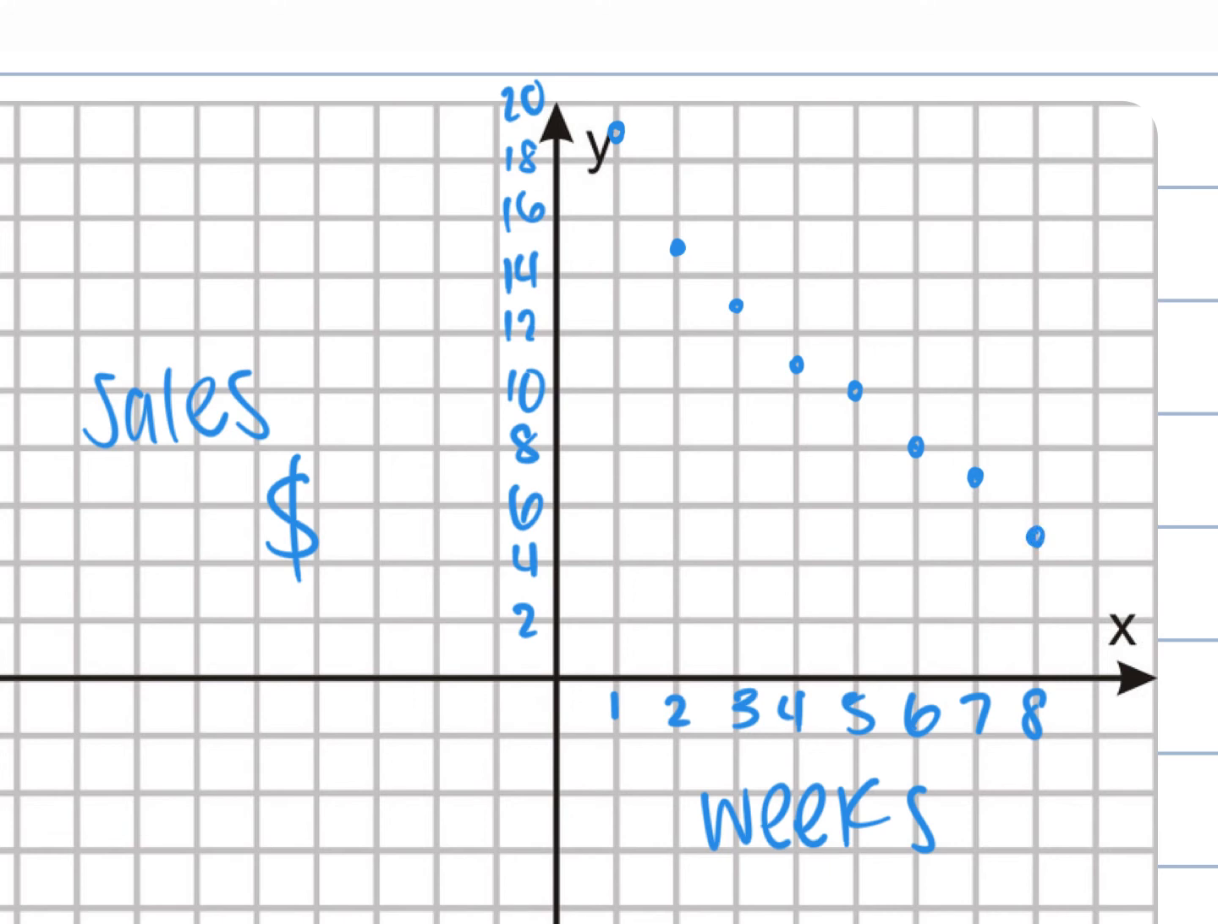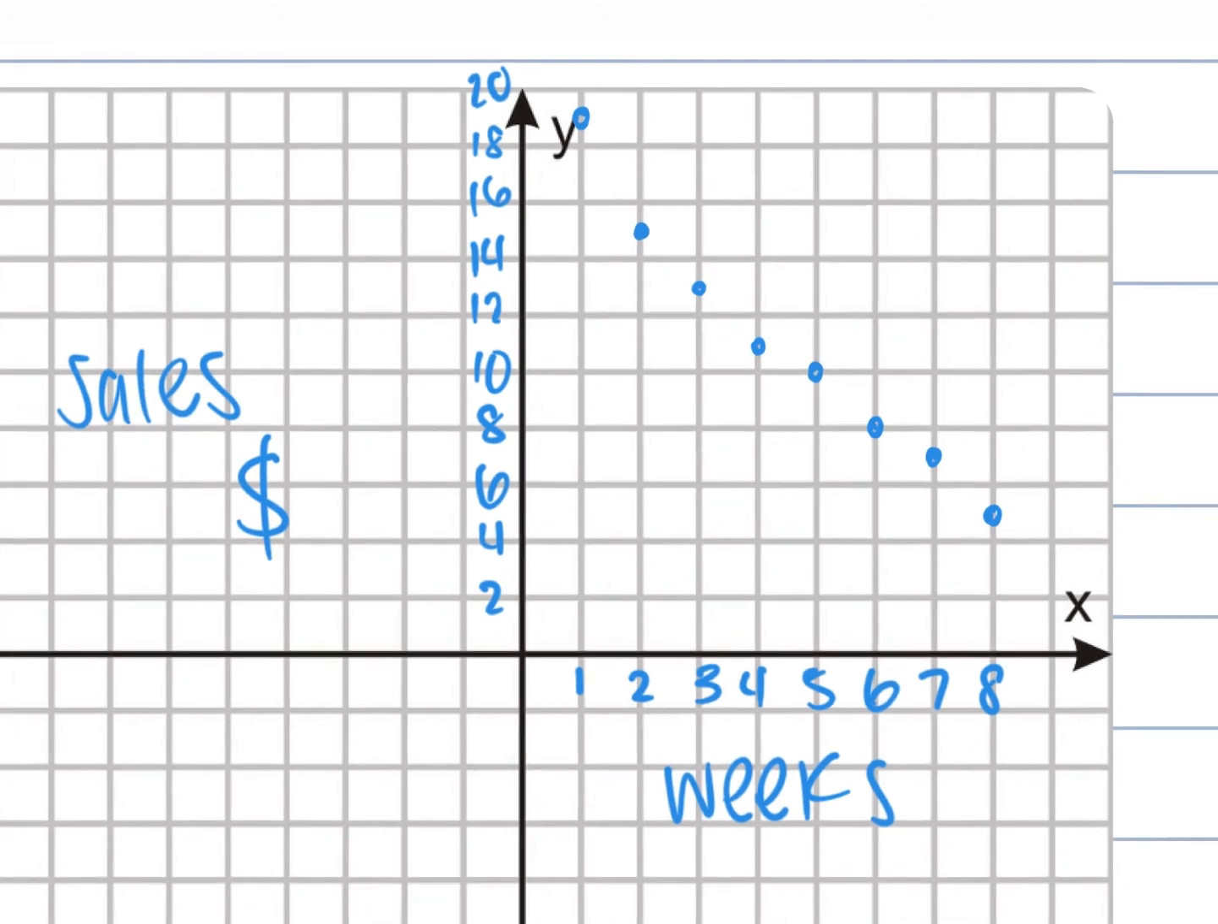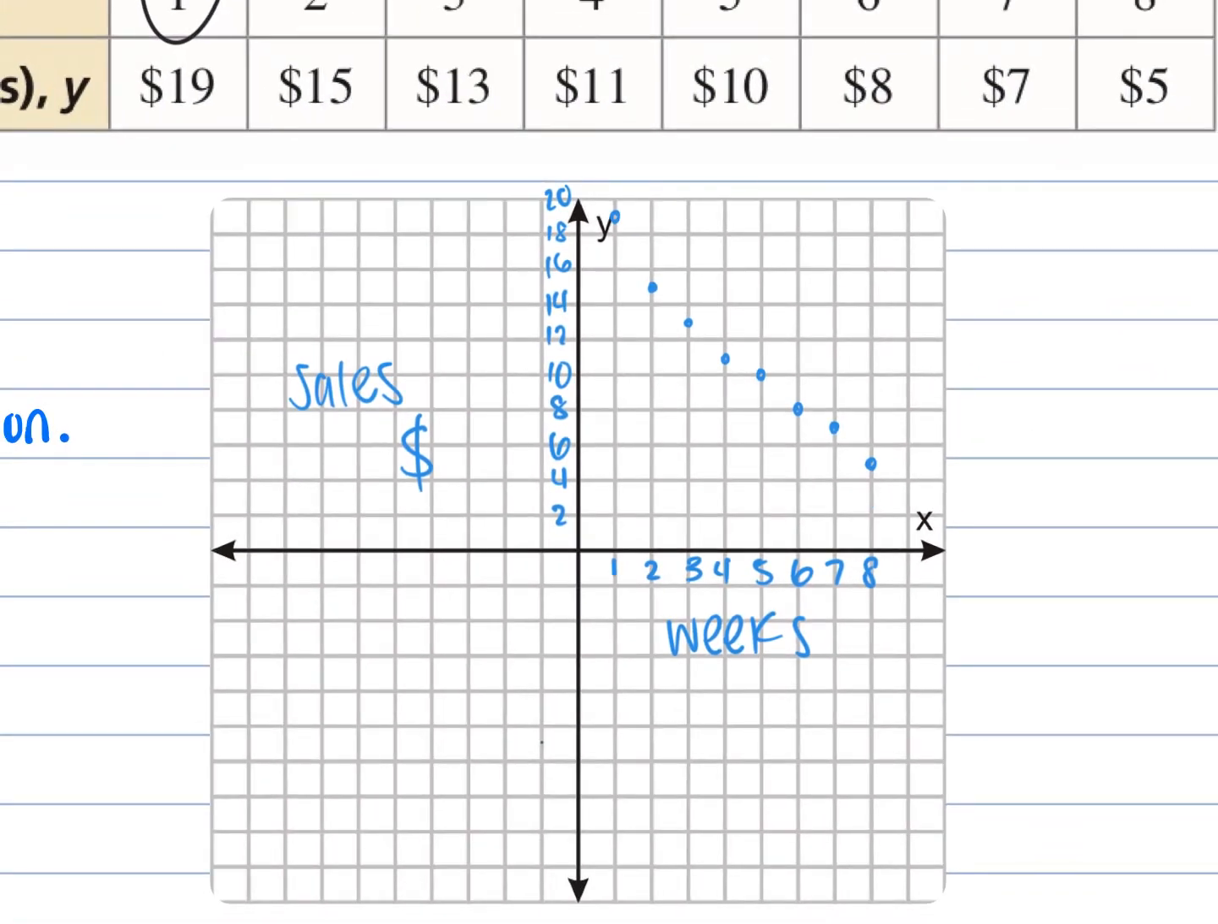Does this support what we said originally? Why? This has a negative correlation. How do you know? Because left to right is going down. Good. From left to right, it's going down. Write that down. It has a negative correlation.